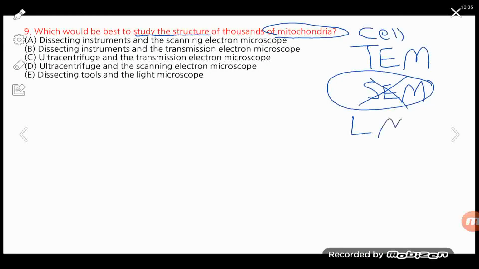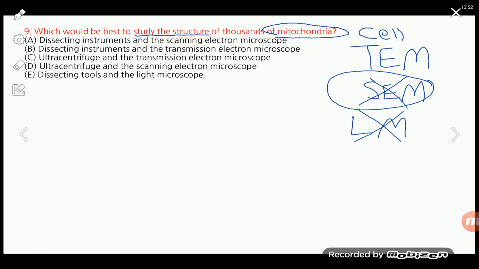Also, we cannot use the light microscope. The light microscope doesn't have the ability to magnify the cell enough. So how can we study the mitochondria, which is a very tiny organelle found inside the cell?